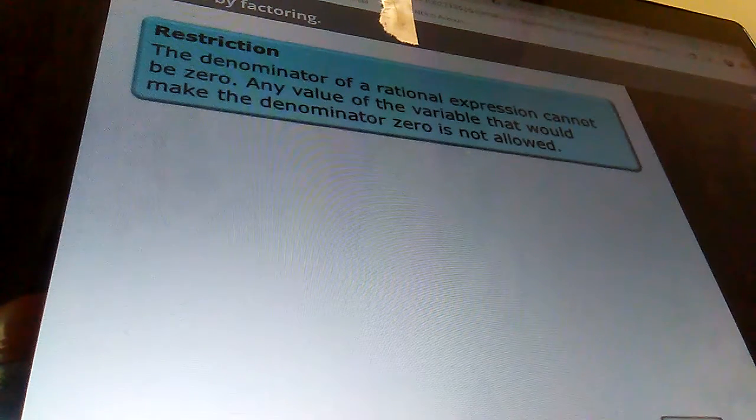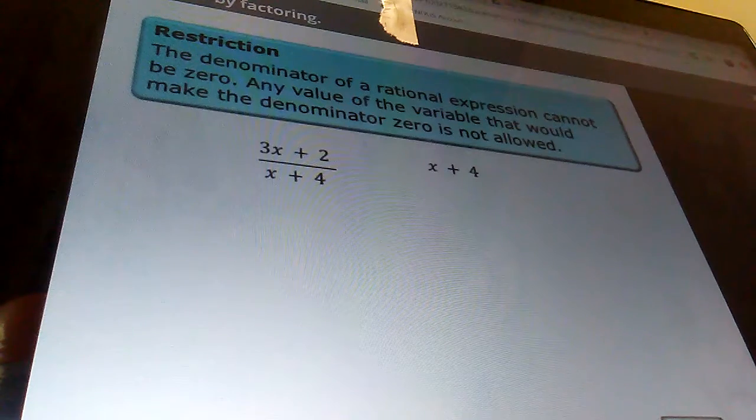There is a special restriction for all fractions, including fractional algebraic expressions. The denominator of a fraction cannot be 0. For example, in the expression 3x plus 2 over x plus 4, the denominator cannot be 0. If you set the denominator x plus 4 equal to 0 and solve for x, you'll see that x equals negative 4. Therefore, the value of x cannot be negative 4.